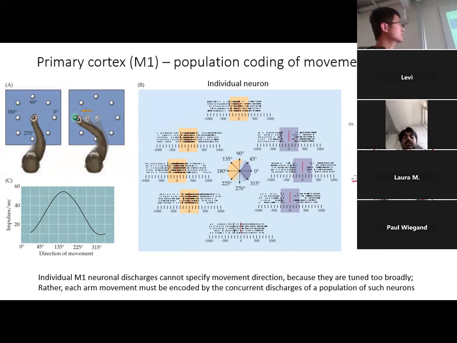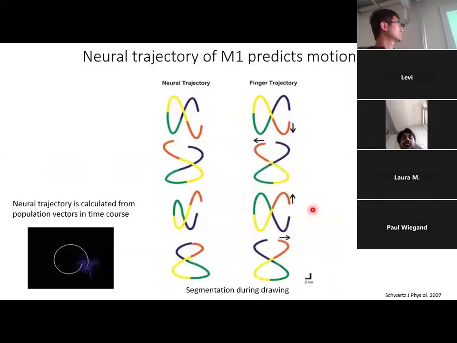So only the population of neurons can really tell you where the direction is. That means the individual neuron really cannot tell you the movement direction. Only if you look at the population level does it make sense. And this is actually a very famous study in M1 neuroscience.